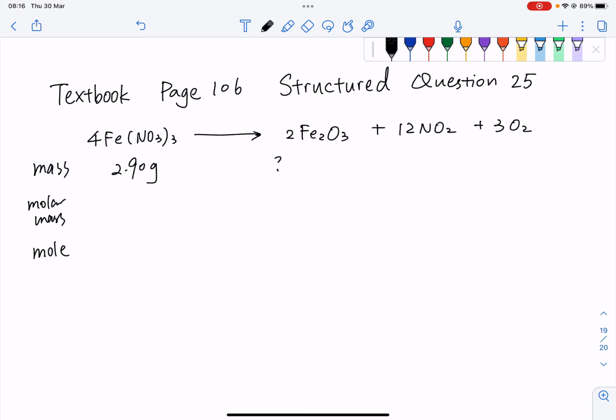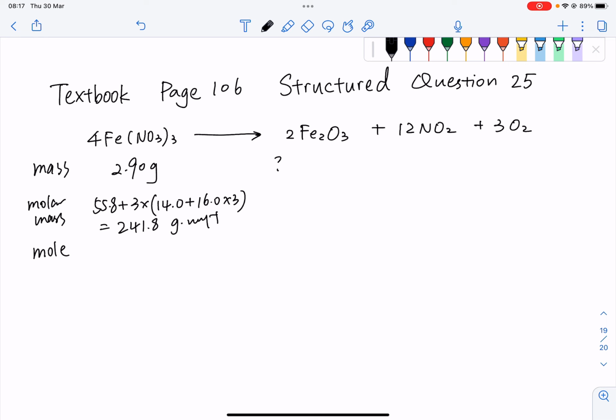If we want to calculate the molar mass of iron nitrate, it should be 55.8 plus 3 times, where the 3 times is representing the brackets, the mass of nitrate here. So nitrogen is 14.0 plus 16.0 times 3. If we add it all together, this will be 55.8 plus 3 times bracket 14 plus 48. The answer here would be 241.8 gram per mole, right?